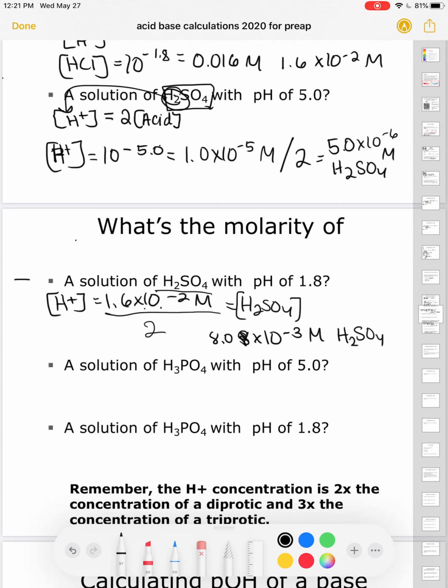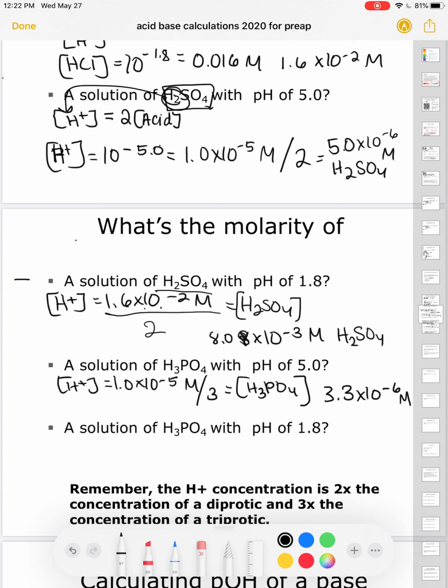Okay, so now we're going to go to a triprotic acid. And we already did this calculation before, again, that the H plus concentration of anything with a pH of 5 is 1.0 times 10 to the negative 5 molar. But because this is a triprotic acid, we're going to divide this by 3 to get our concentration of H3PO4. And that's going to get me 3.3 times 10 to the negative 6 molar.